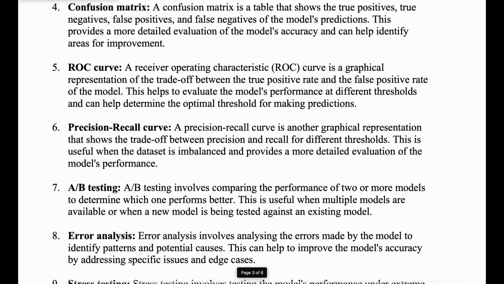Sixth one is the precision recall curve. A precision recall curve is another graphical representation that shows the trade-off between precision and recall at different thresholds. This is useful when the dataset is imbalanced and provides a more detailed evaluation of the model performance.